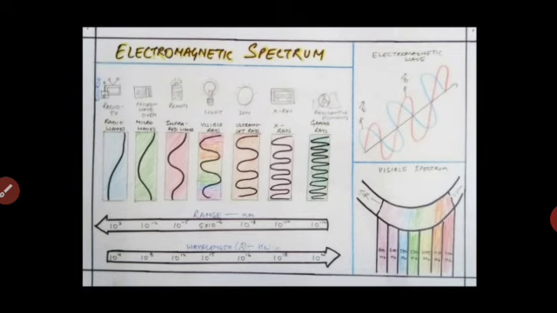The next in the series is infrared waves. Here the frequency is still greater than microwaves and the wavelength is roughly in the range of 1 millimeter to 700 nanometer. So we see with the increasing frequency, the wavelength is decreasing.